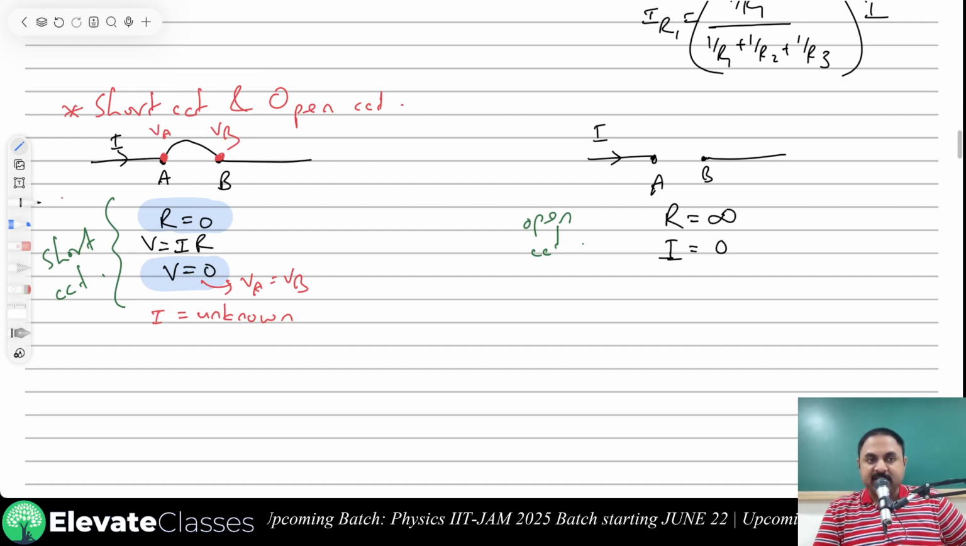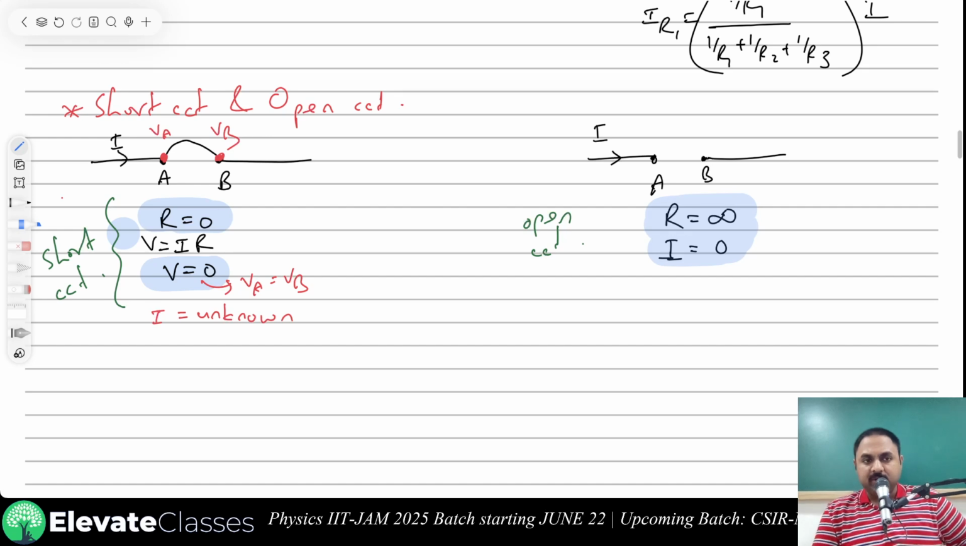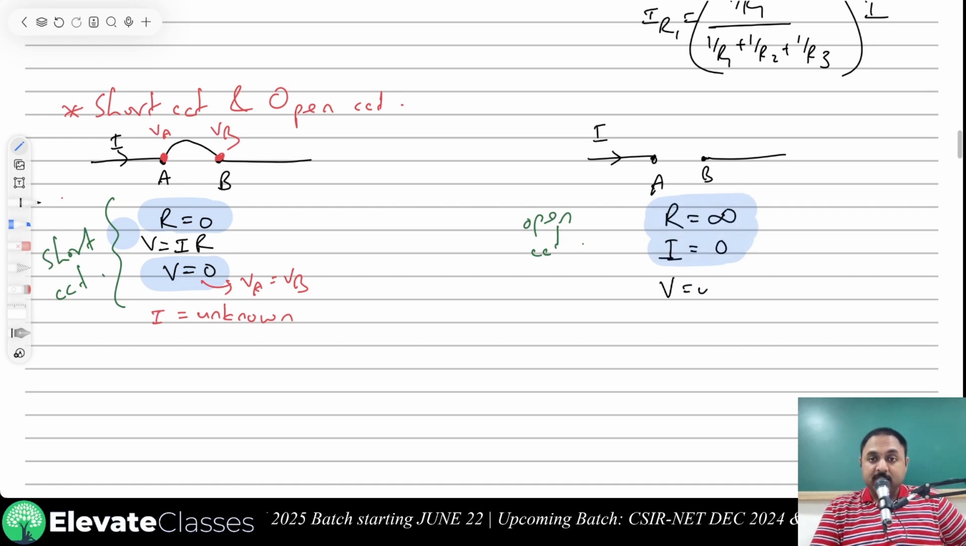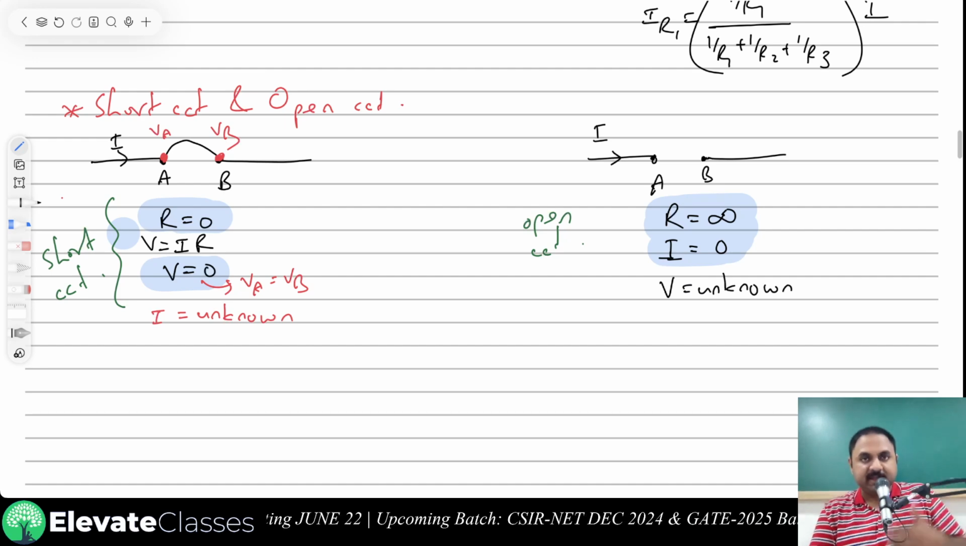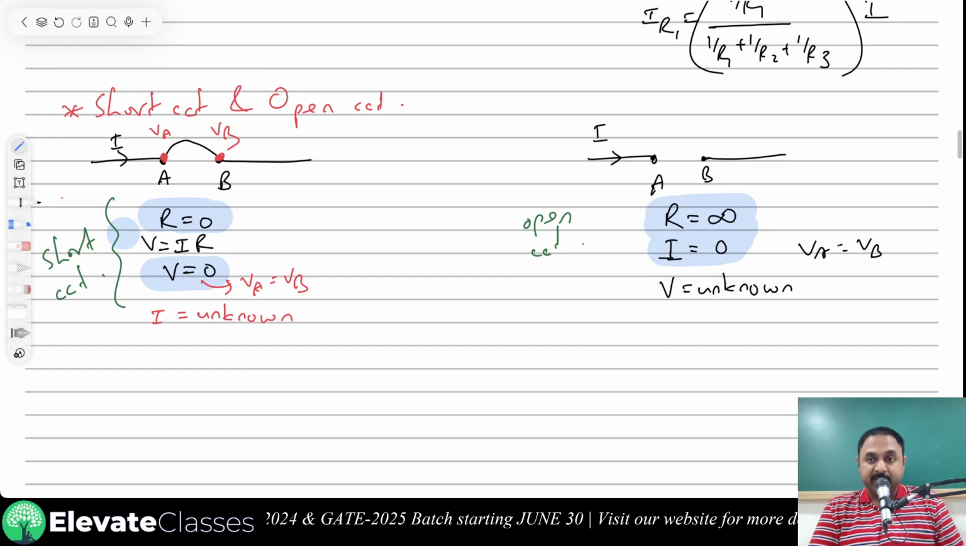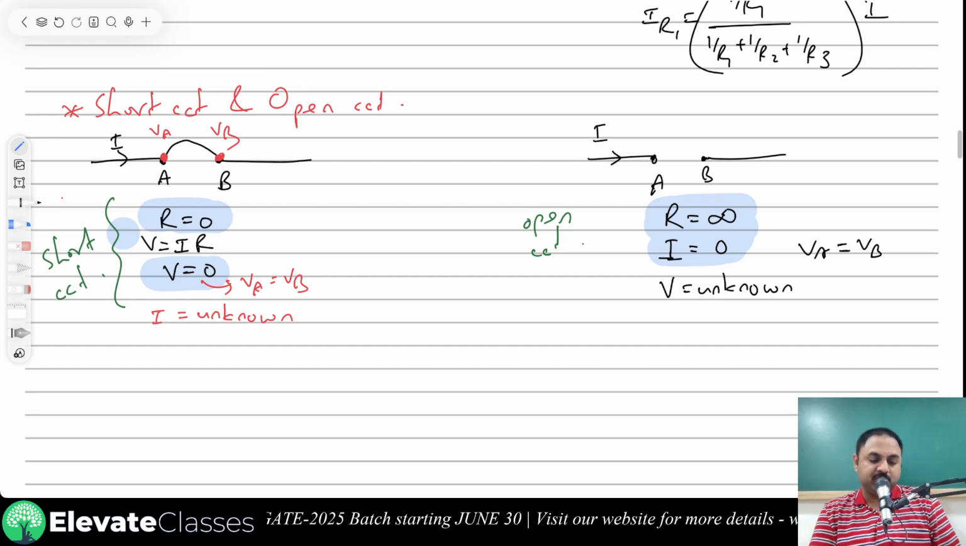These are very, very essential points when it comes to an open circuit. And what about the voltage then? In this case, the voltage is unknown. You cannot immediately comment on it. You can find it out by using some of the techniques that we learn. In this case, VA will not be equal to VB. That means there will be some potential difference between these 2 points.